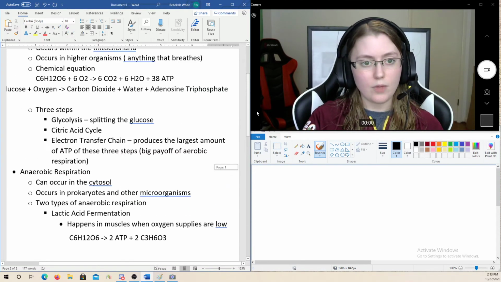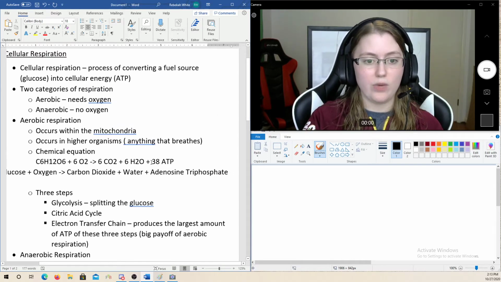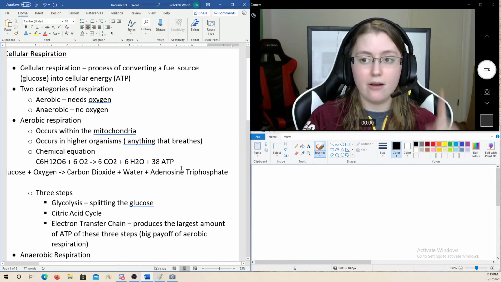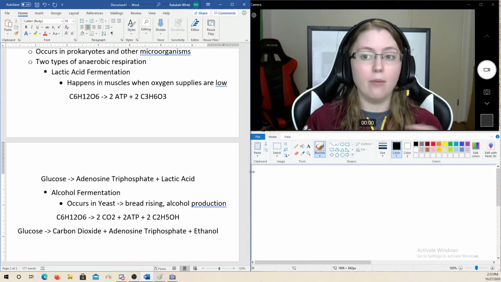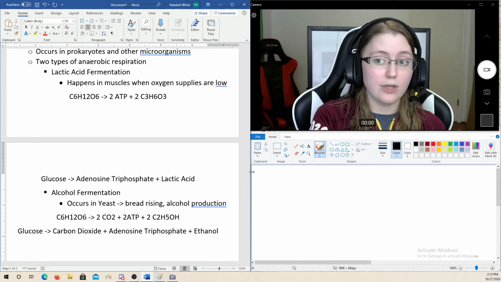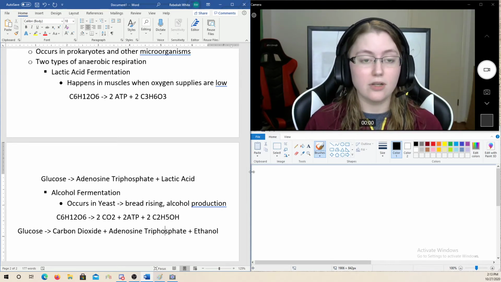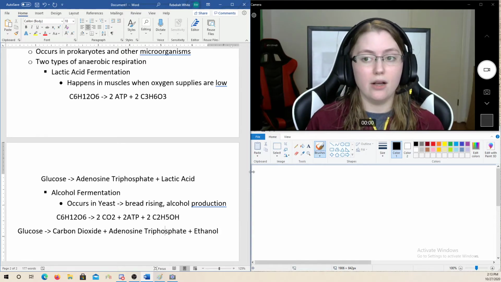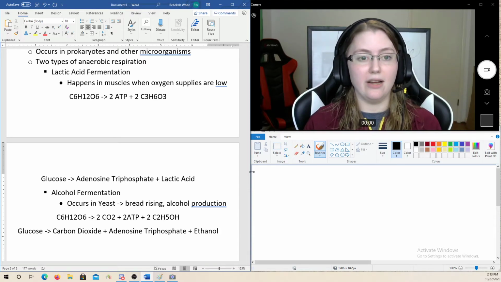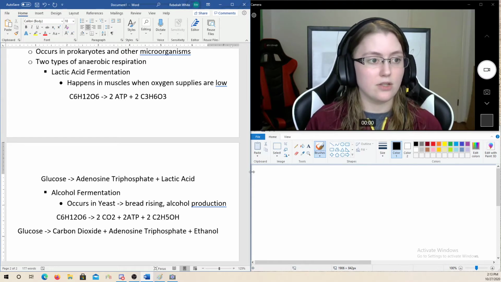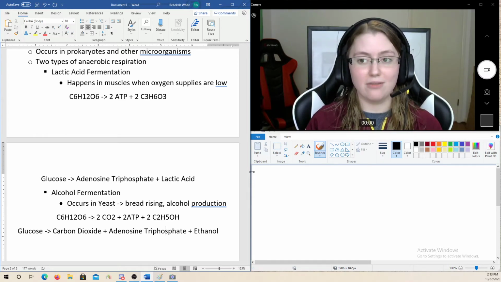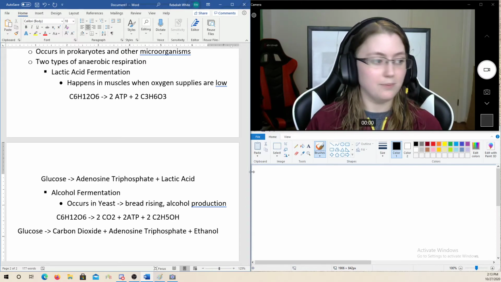When we come back up here, you'll notice we get 38 ATP for one glucose molecule. So the difference in how much ATP you get for a single glucose molecule is substantial. When we do aerobic, we are getting 38 ATP for one molecule. In lactic acid fermentation and alcohol fermentation, we are getting 2 ATP for one glucose molecule. So a lot of times that's just enough ATP to keep the process going.